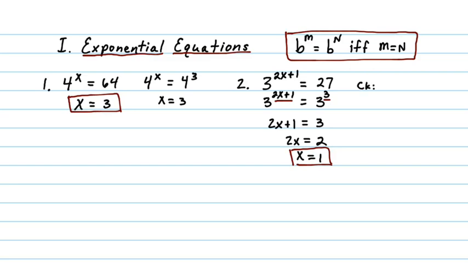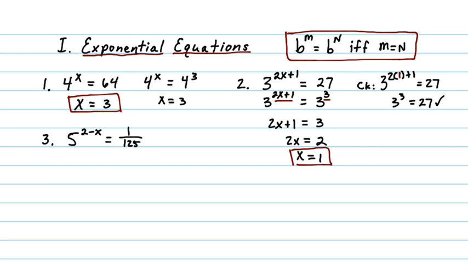Now these are super easy to check. Let's go ahead and plug in 1 into this. So 3 to the 2 times 1, or 2 plus 1, that would be 3 cubed equals 27, which of course is true. Alright, let's look at number 3. 5 to the 2 minus x power equals 1 over 125.